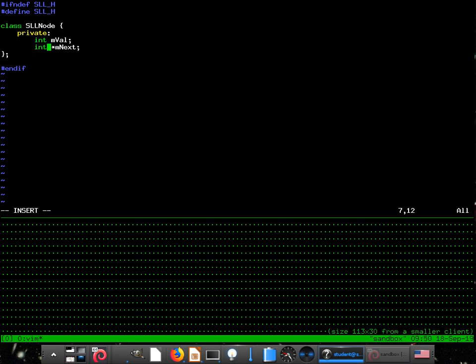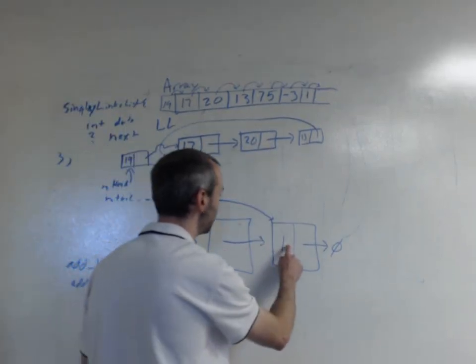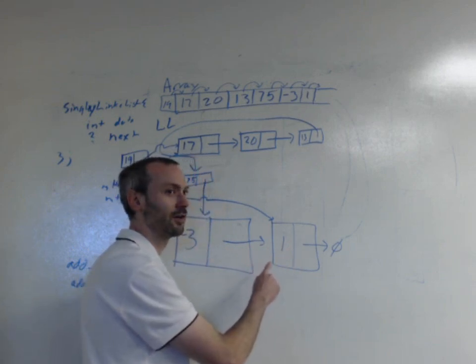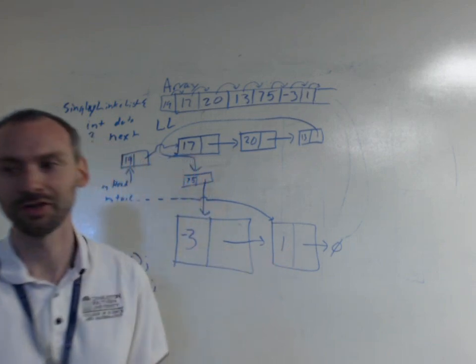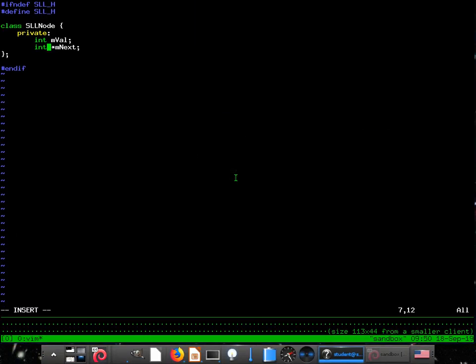What's it pointing to? Oh, there we go, int. So that would be pointing to another data. But it's not pointing to a data. Let's go back to the picture. It's not pointing to another integer. It's pointing to another node. So it's not an integer. Good guess though. All right, there we are. So it's pointing to another node.